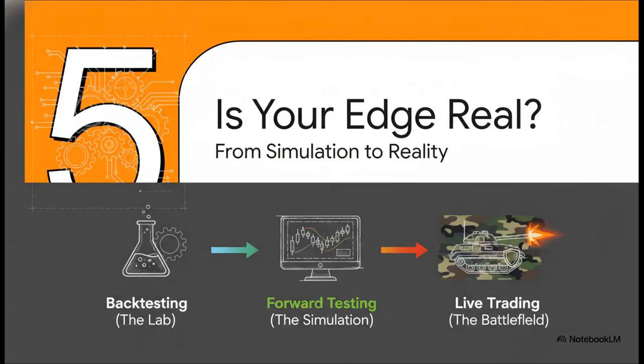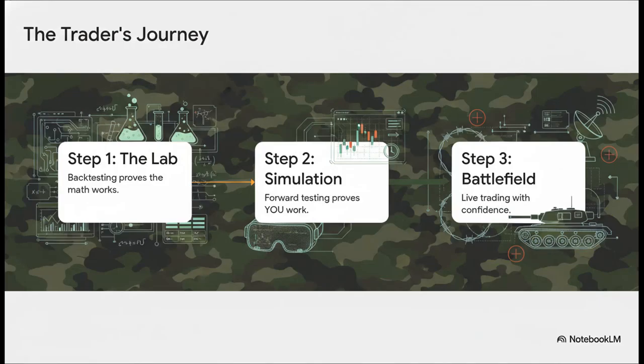So if we put this all together, we can lay out the complete roadmap, the journey from just a simple idea to a truly battle-tested strategy. It's all about proving your edge is real, and you do that by moving step by step from simulation into reality. You really have to think of it in these 3 stages. First, you're in the lab. That's backtesting, and all you're doing is proving the math is sound. Then you move to the simulation. This is forward testing, and its job is to prove that you had the discipline to actually follow the rules. Only after you pass both of those can you even think about stepping onto the battlefield of live trading.